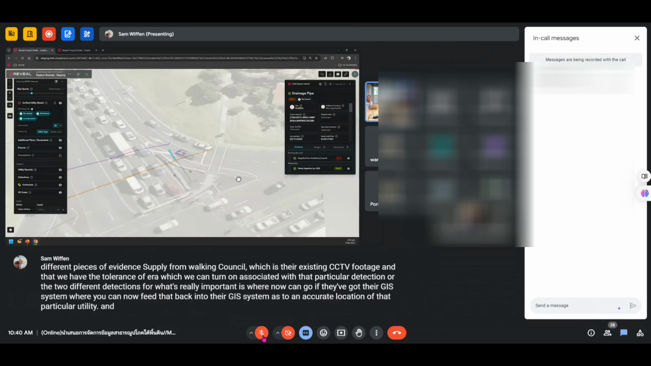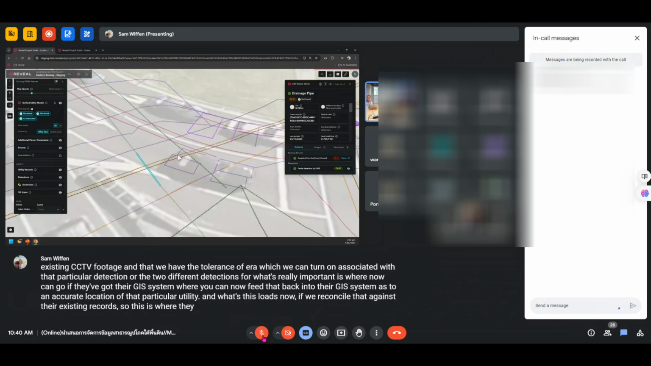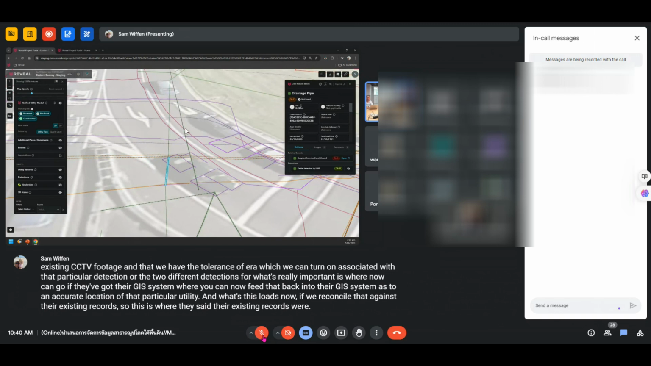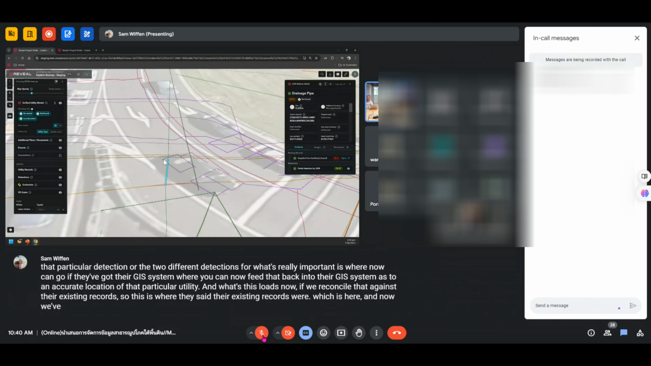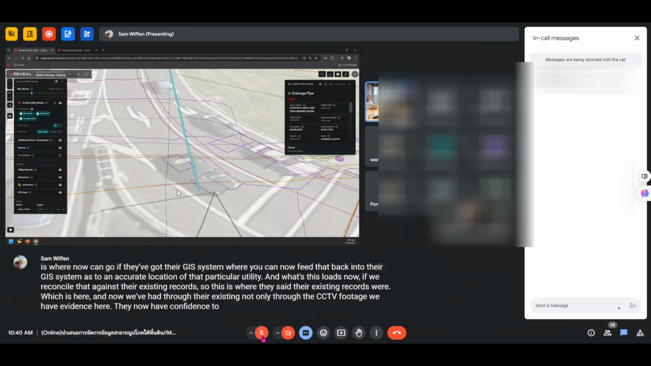And once this loads, now if we reconcile that against their existing records, so this is where they said their existing records were, which is here. And now we've had, not only through their CCTV footage, we have evidence here. They now have confidence to move their records to this particular point based on evidence.